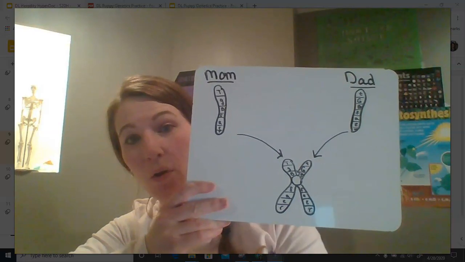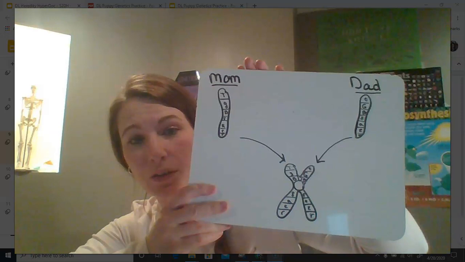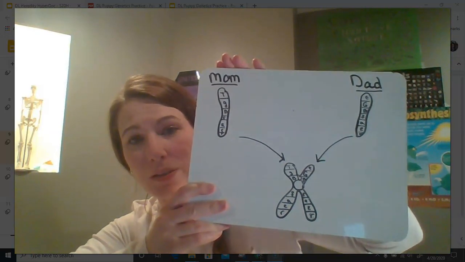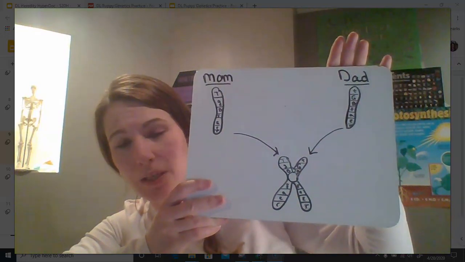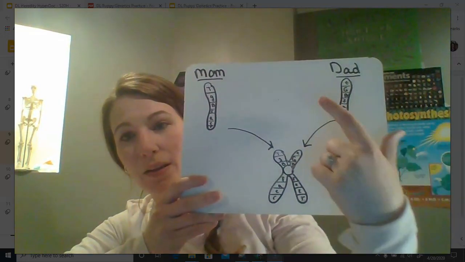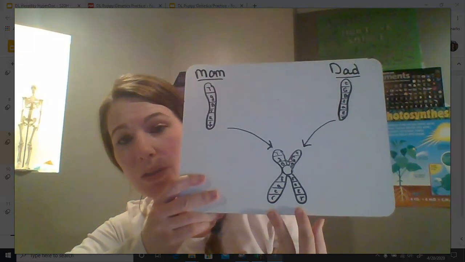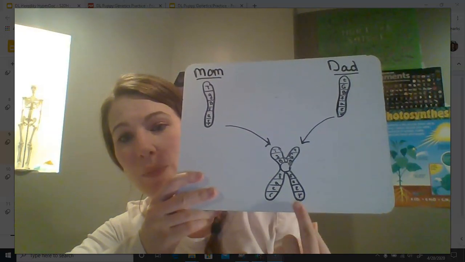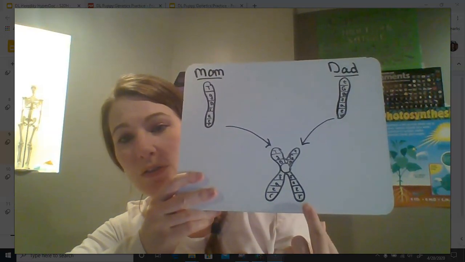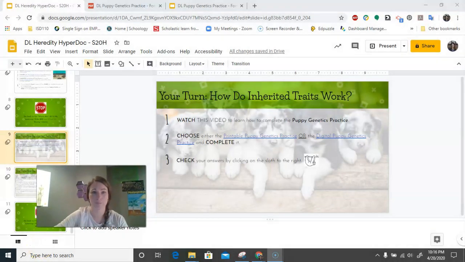Now remember, they would have a whole bunch of chromosomes. We're just going to look at one particular chromosome for this puppy. So this is the chromosome that this puppy gets from mom, and this is the chromosome that this puppy gets from dad. And then when they're combined, now we have a pair of chromosomes with one version of the genes from mom and one version of the genes from dad. So let's look at our worksheet now and see what this looks like when we're looking at it more closely.